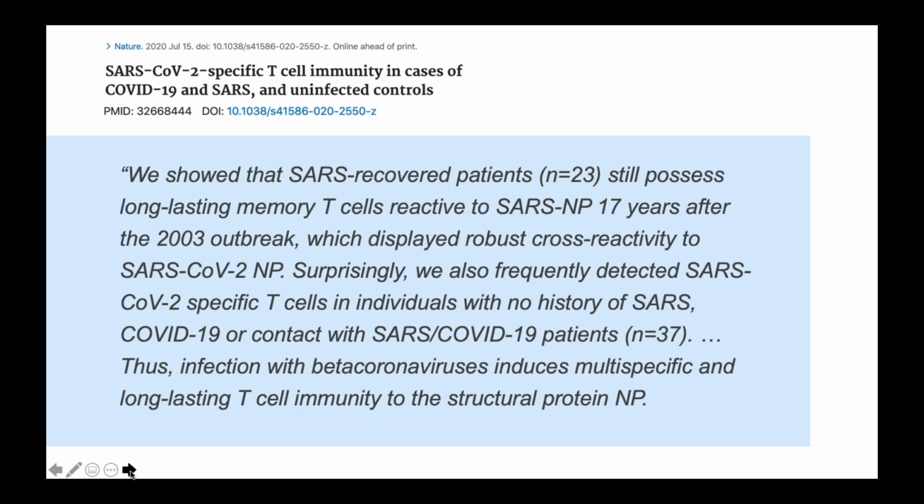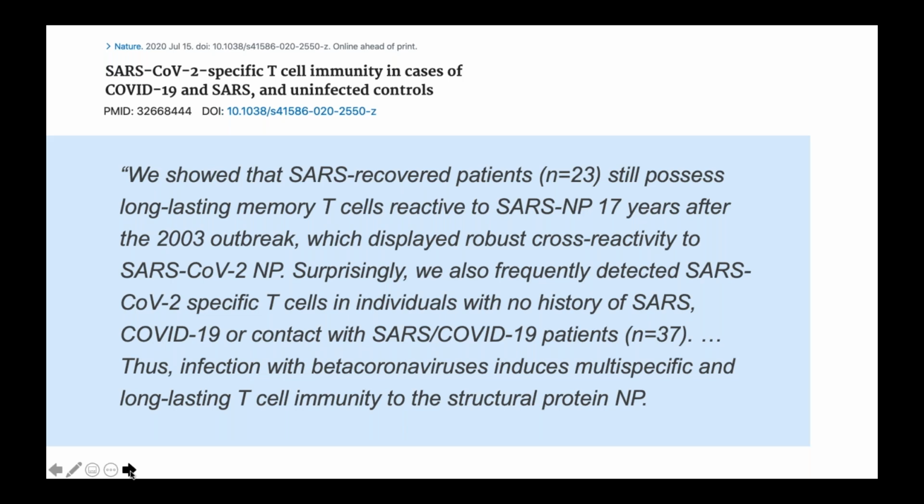We showed that SARS recovered patients still possess long-lasting memory T cells reactive to SARS NP, or nucleocapsid protein, 17 years after the 2003 outbreak, which displayed robust cross-reactivity to SARS-CoV-2. Surprisingly, we also frequently detected SARS-CoV-2 specific T cells in individuals with no history of SARS, COVID-19, or contact with SARS-CoV-2 patients. Thus, infection with beta coronaviruses induces multi-specific and long-lasting T-cell immunity to the structural protein NP.